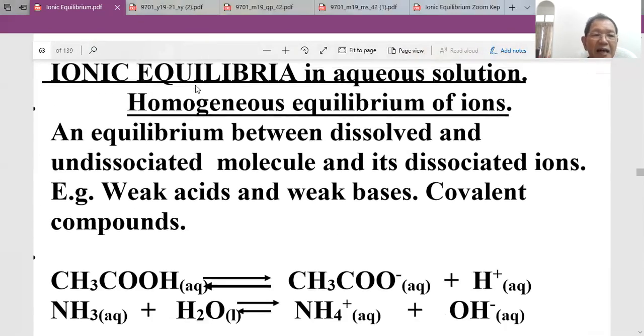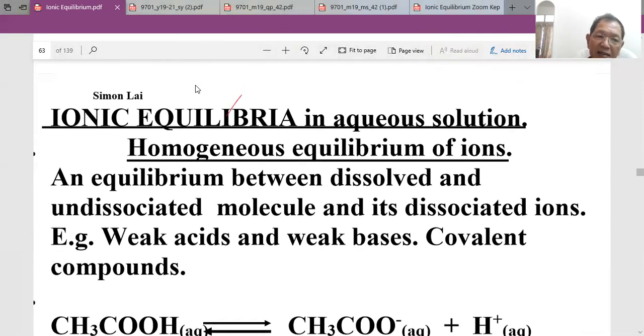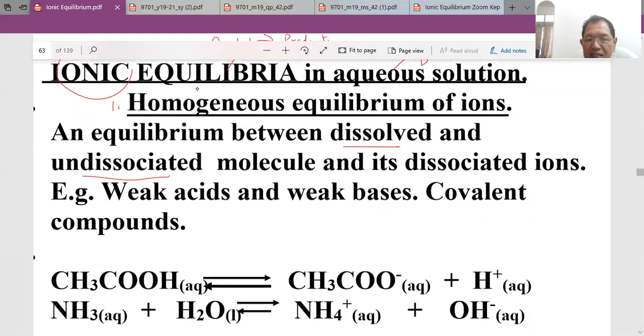Now I explain here, I have told you, equilibrium means there is a reversible reaction. You have your reactants here and a product here. They can go forward and backward. Ionic, I told you, one of them must be ionic. Aqueous means there's water. So the first type of ionic equilibrium is homogeneous. That means same, here of ions is same, meaning both are dissolved. An equilibrium between the dissolved and undissociated molecule and its dissociated ions.